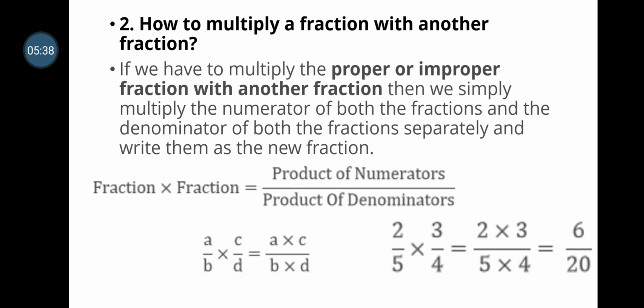Then in the denominator, you have 5 and 4. So 5 fours are 20. So 20 should be written in the denominator. So the answer of this fraction multiplication is 6 by 20. So this is how we should multiply fractions.